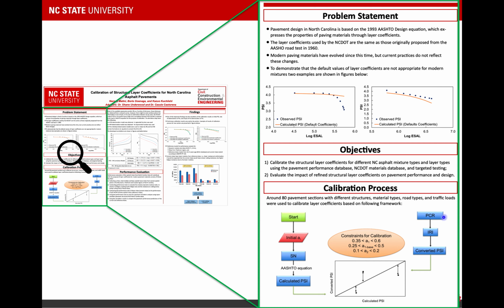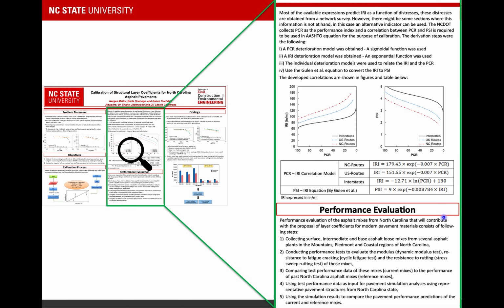But how did we convert PCR to PSI? First, we developed a deterioration model for PCR, and then we developed another deterioration model for the collected IRI for those sections. And then we found a correlation between these two indices. Then we used an equation from the literature to convert IRI to PSI. You can see the correlation and equations summarized in these figures and table here.